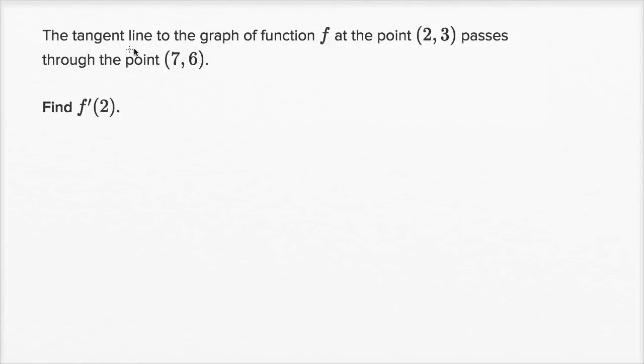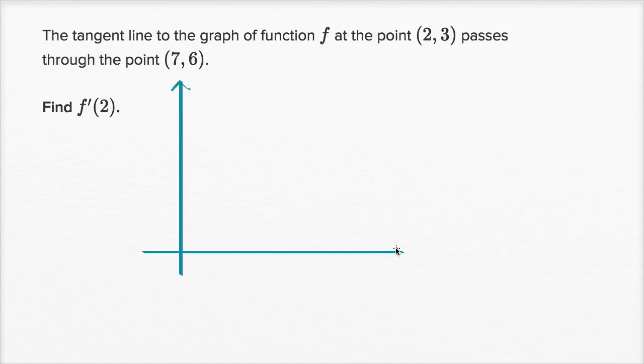We're told that the tangent line to the graph of function f at the point (2, 3) passes through the point (7, 6). Find f prime of 2. Whenever you see something like this, it doesn't hurt to try to visualize it. You might want to draw it out or just visualize it in your head, but since I can't do that in my head, I will draw it out.